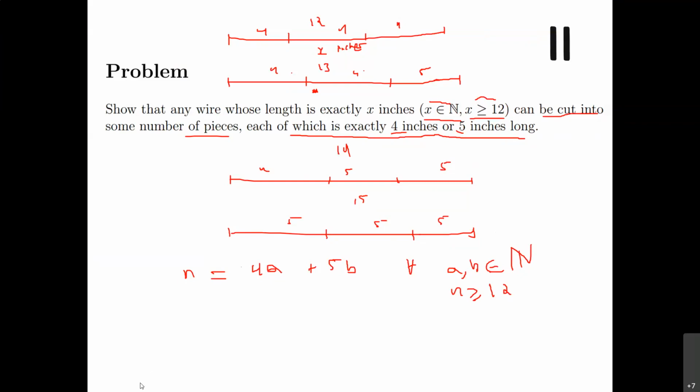Okay, let's see how we can do this. I got to how to solve it, but it's still having problem with how to write it down. Okay, let's see if I can help with that.